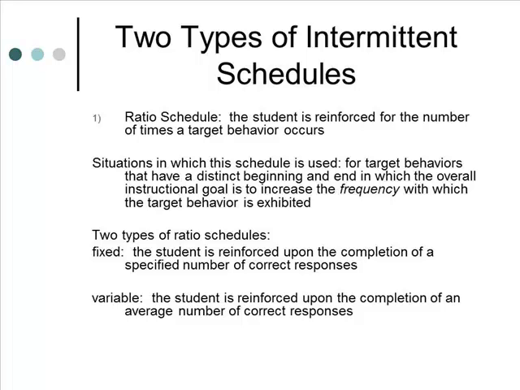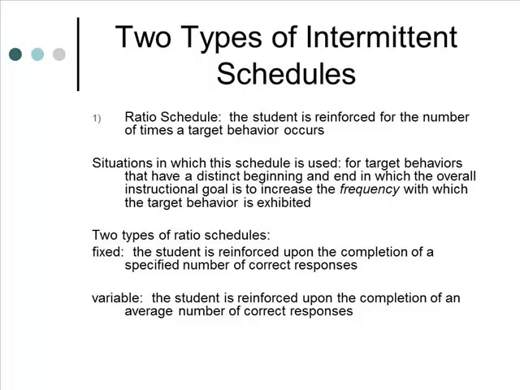The fixed ratio schedule is the student is reinforced upon the completion of a specific number of correct responses. Let's go back to the telling time example. Instead of being reinforced every time the student tells time correctly, maybe the student is reinforced every 5 times the student tells time. So in a fixed ratio schedule, every 5 times the student tells time correctly, the student is given a reinforcer. Candy, praise, token, whatever has been determined. So that's the fixed ratio schedule.